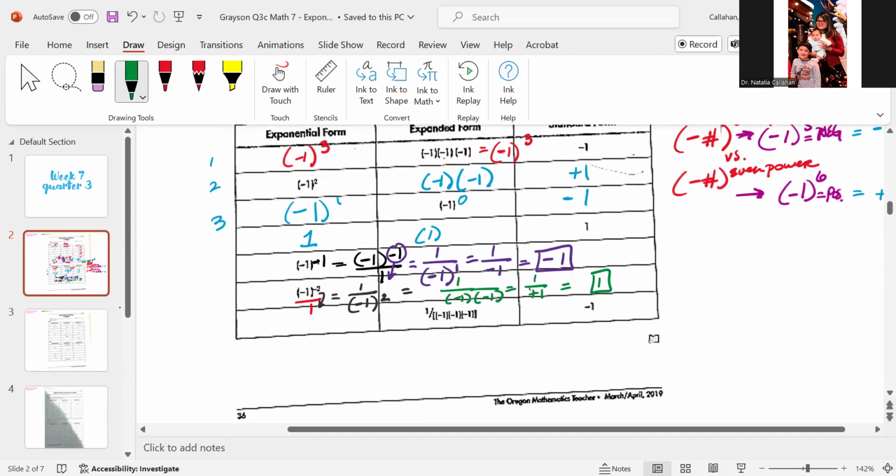Okay. So this one, there's 1, 2, 3, correct? Yes. So this is saying 1 over negative 1 to the third power. Do you see that? Yeah. So that's what you have.